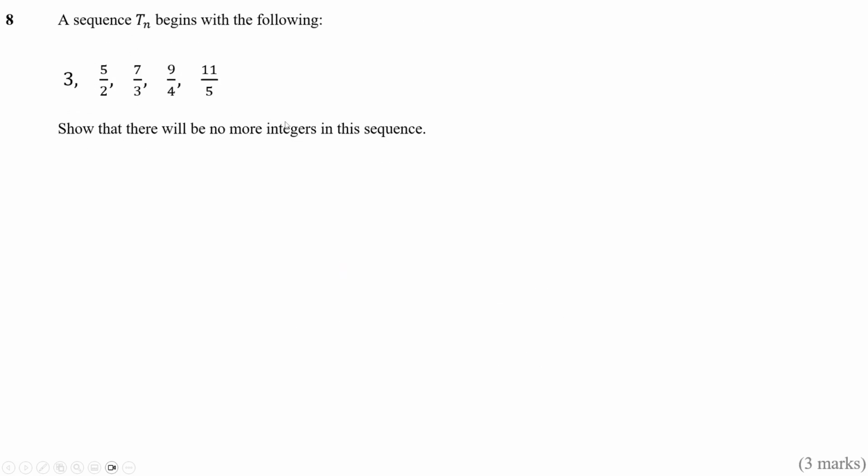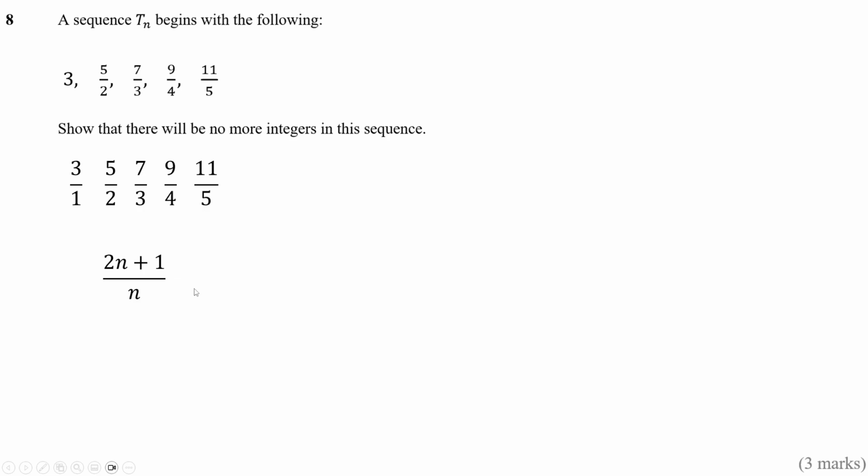So we've got this sequence here, and we want to show that there'll be no more integers other than the first one, obviously. If we write this as 3 over 1 like this, hopefully you can see that there's an nth term to the numerator and an nth term to the denominator, because it goes up by 2 each time, and the bottom one goes up by 1 each time. So the nth term of the numerator will be 2n plus 1, I'm sure you can do that, and the bottom one will just be n. Okay, you'll have this, and we need to show that this will never have another integer.